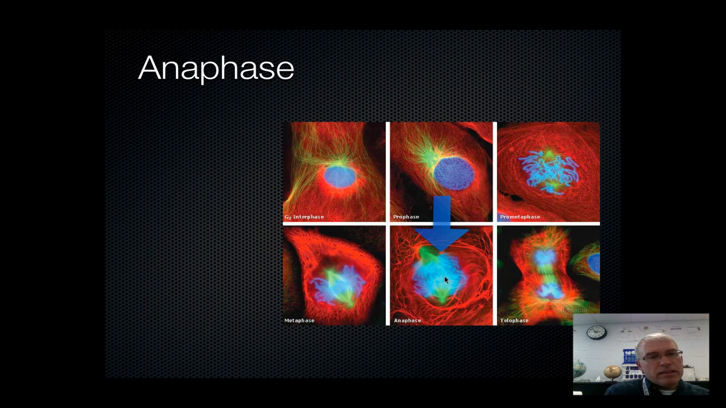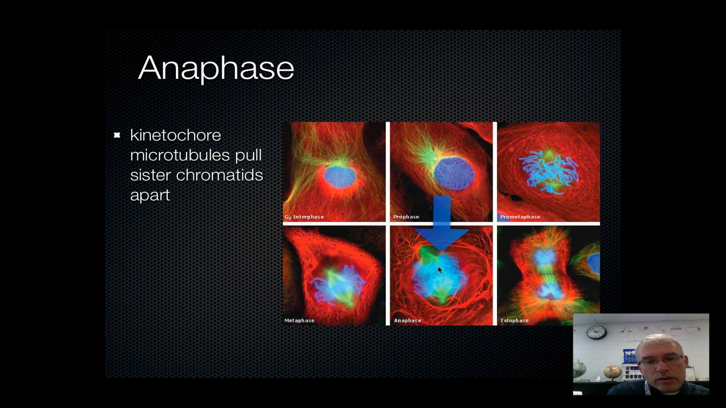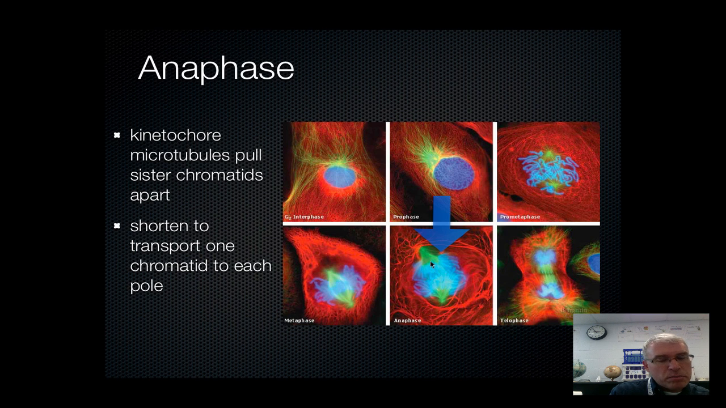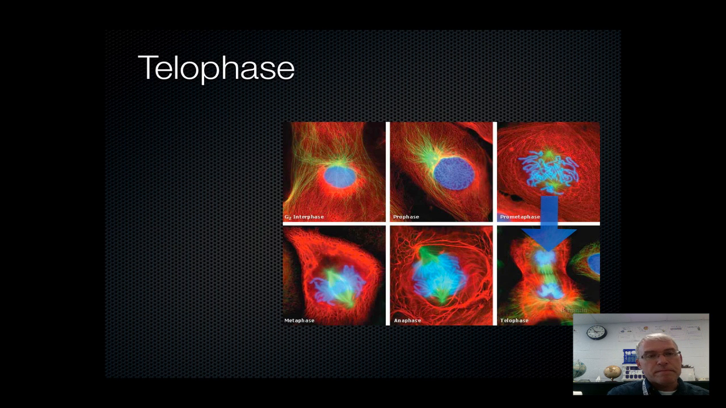Now during anaphase, which is the shortest of all the phases of mitosis, the kinetochore microtubules are actually pulling the sister chromatids apart, and they do that by shortening. And as they shorten, they're transporting the chromatids towards the poles. Now once the chromatids are completely separated from each other, we start calling them chromosomes again.